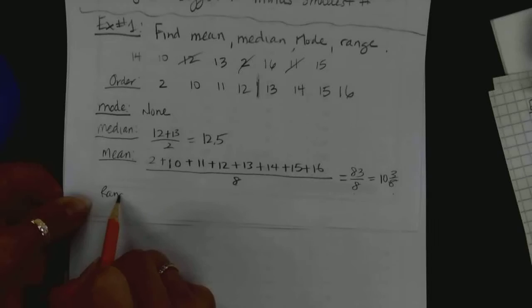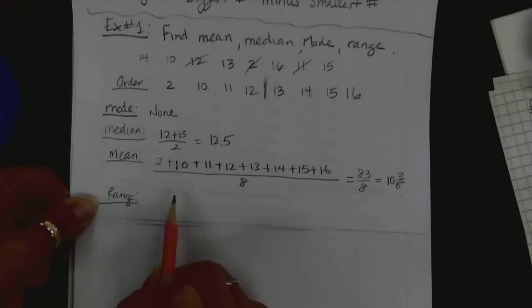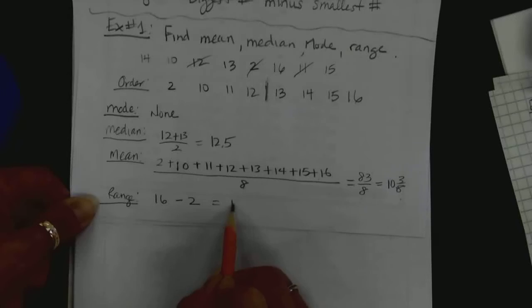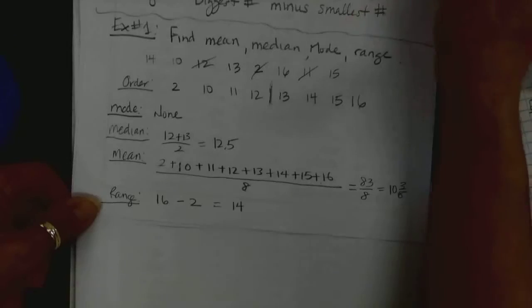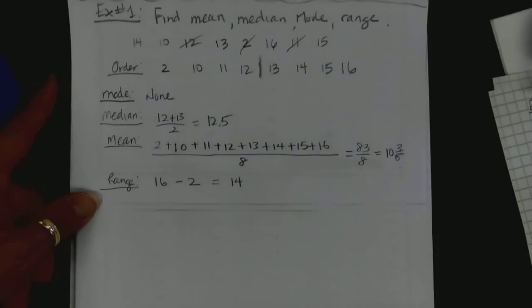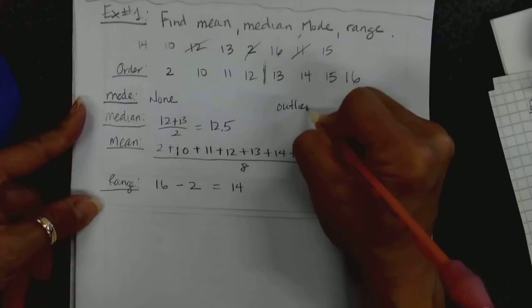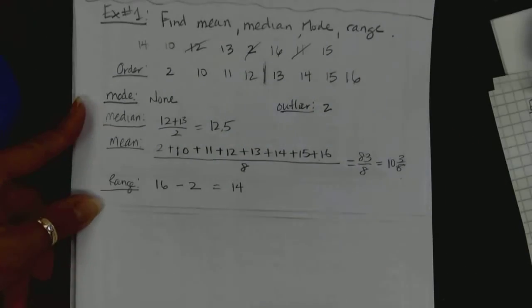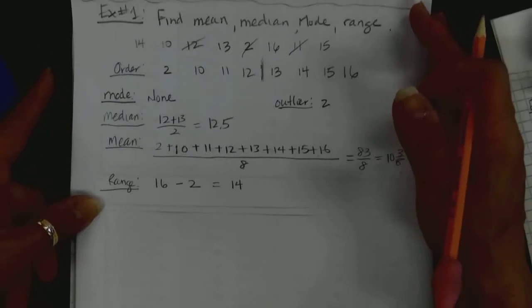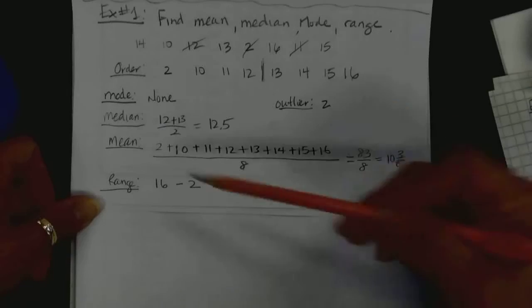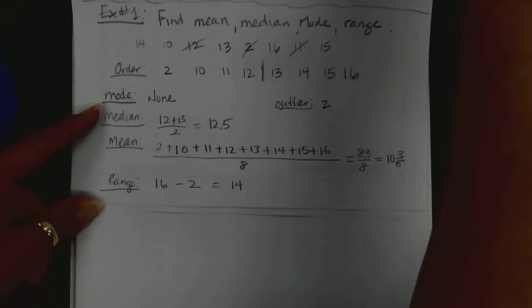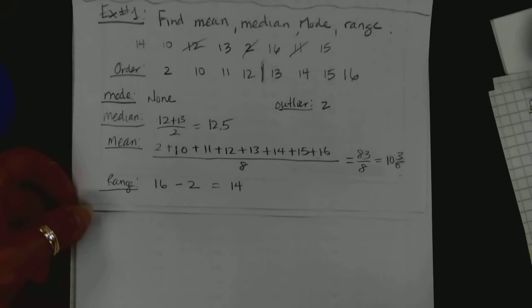Let's find the range. So what are my two numbers? 16 minus 2, which gives me 14. If you want, you could say the outlier would be 2, but I don't think they're going to ask you about an outlier on the homework. Any questions about how to find the mean, median, mode, range? Easy peasy stuff? Okay. Now the next one is kind of like a word problem.